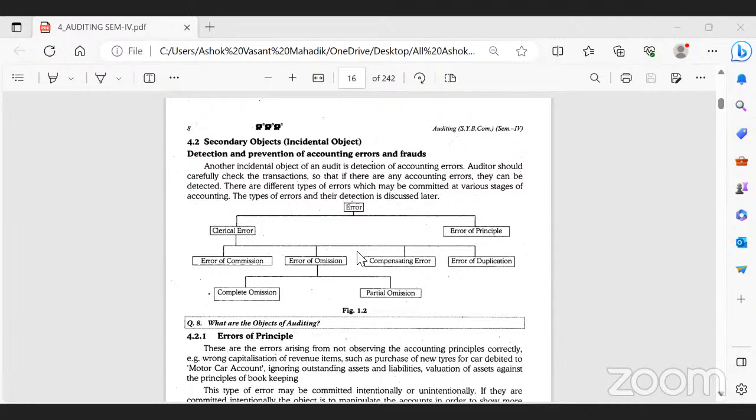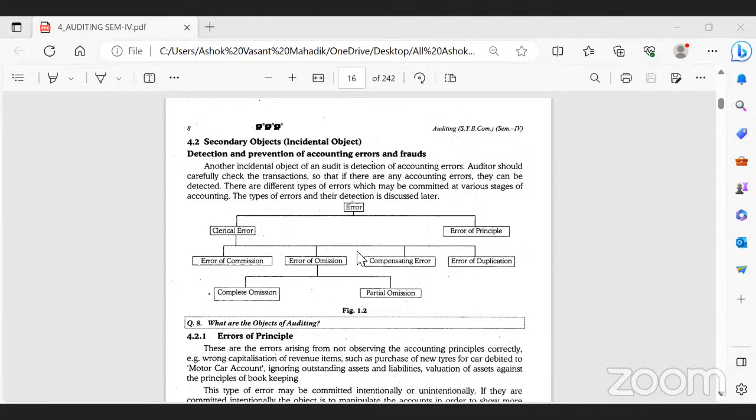Then error of omission. Here the accountant forgets to enter the transaction. He omits the transaction completely. Sometimes even a partial omission is possible. So error of omission means not recording some part or whole of the transaction in the books of accounts. Then we have compensating error. It means the accountant makes two errors exactly opposite to each other.